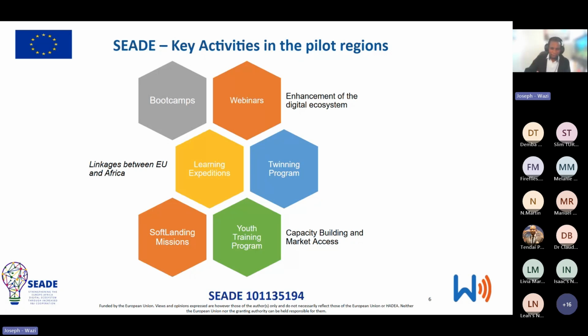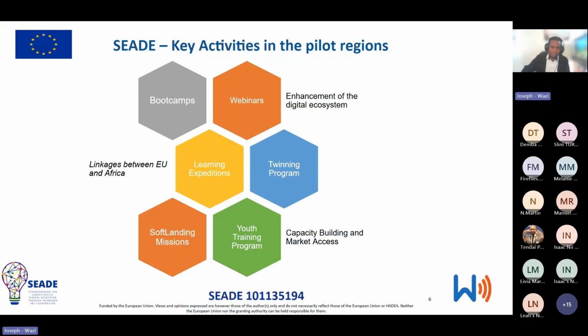Right now, there are also several activities going on from the learning expedition. There are also soft learning programs. We just finished the digital youth training program, and there's a training program ongoing between several organizations in Europe and Africa. These programs have been organized in each of the pilot regions, in a very customized way, to support and try to bridge the R&I gap.